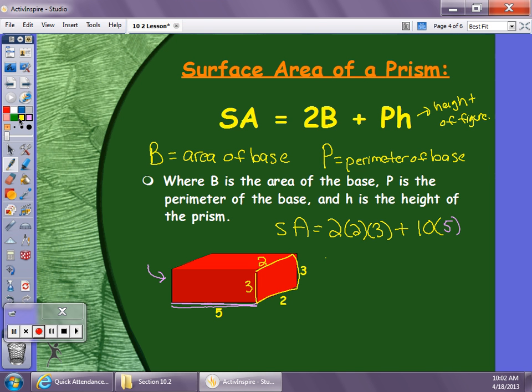So if we go ahead and simplify our equation, so surface area is going to equal 2 times 2 times 3, which is 12, plus 10 times 5, which is 50. So the surface area of this rectangular prism is 62 units squared.